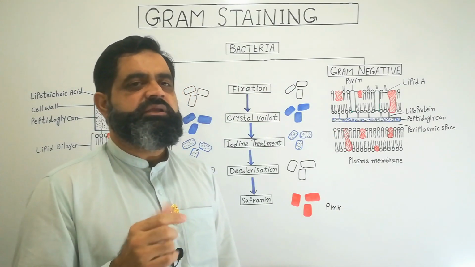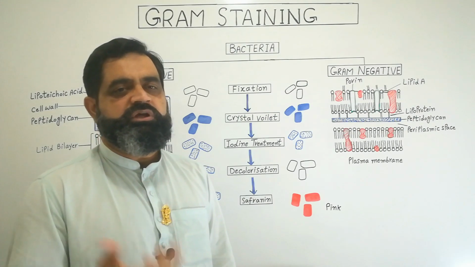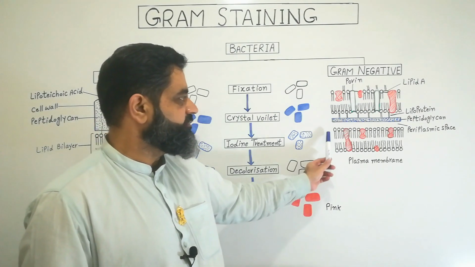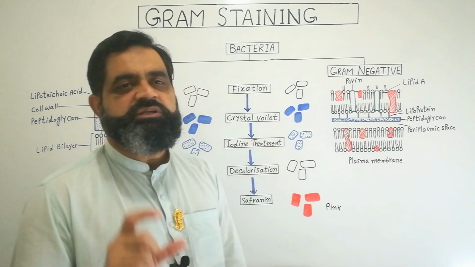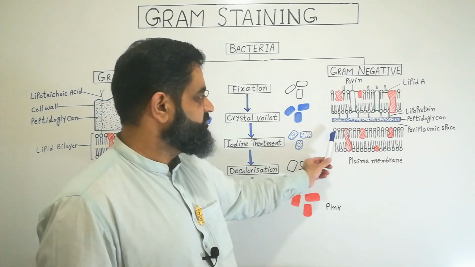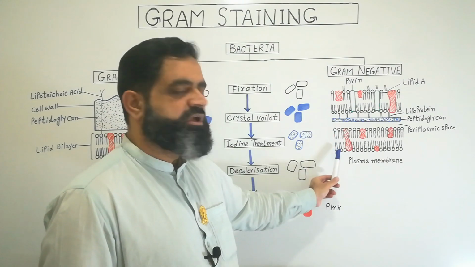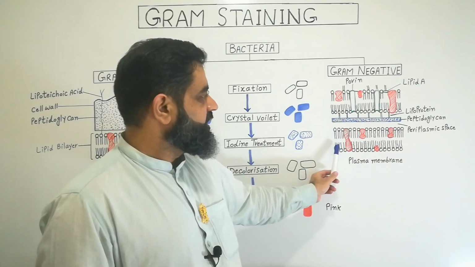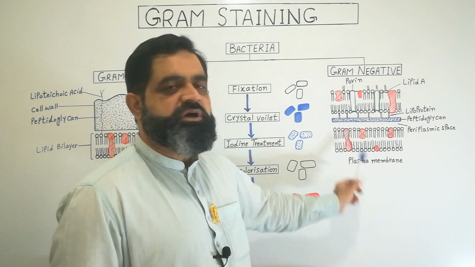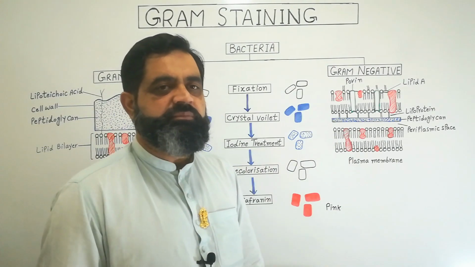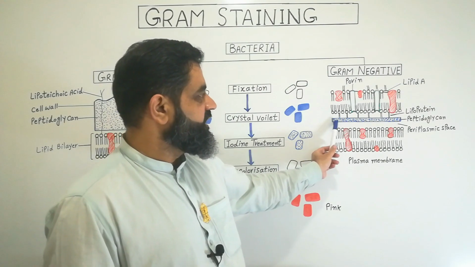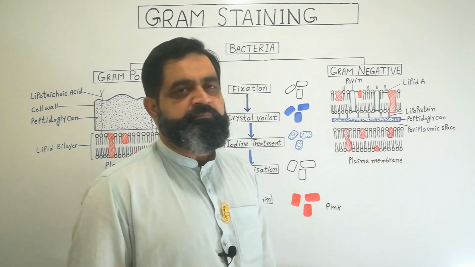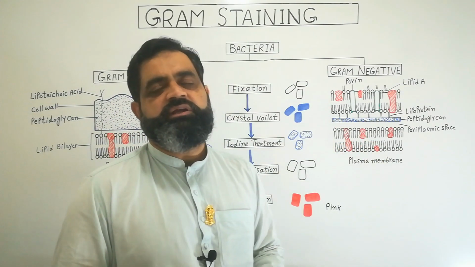Gram negative bacteria has a cell wall outside their cell membrane. So this is the cell membrane, or you can say plasma membrane. As you know, the plasma membrane is made up of a lipid bilayer. These are lipid molecules which are arranged, and in between, protein molecules are embedded inside the lipid bilayer. Outside the plasma membrane, there is a thin layer of a molecule which is known as peptidoglycan.